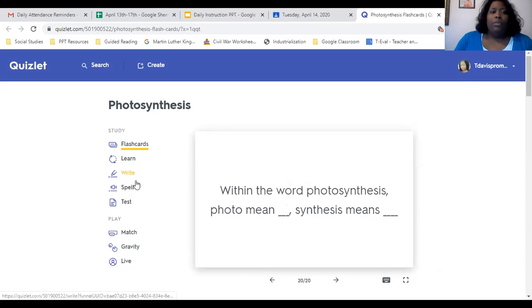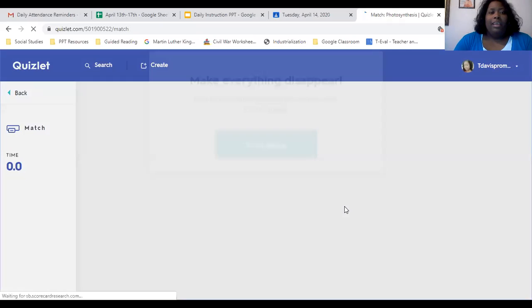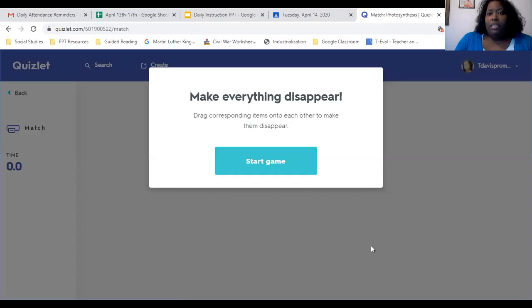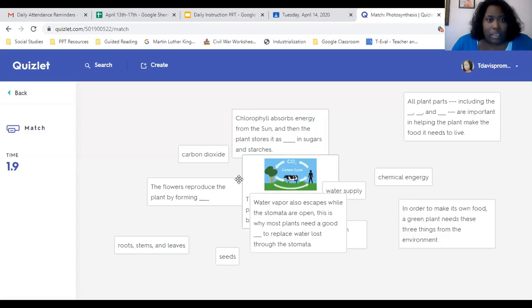All right, so when you're done with the vocabulary, Ms. Davis wants you to play the match game. And I want you to go over your vocabulary words at least 2 times. And then after you go over your vocabulary words at least 2 times, then I want you to play match. And you can play it twice if you want to.